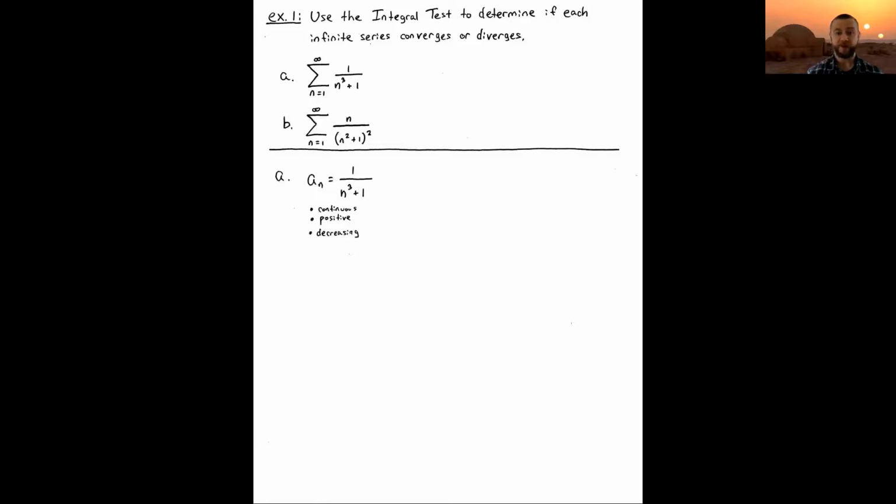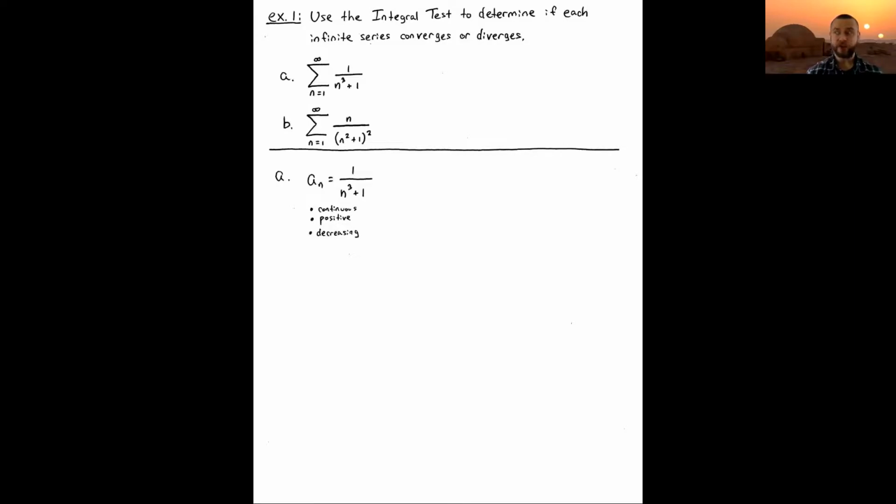The values here of 1 over n cubed plus 1 are always positive. Notice our indices, n, all the values are positive integers, 1, 2, 3, 4, and so on. And while you get fractions, all the fractions from this general term are positive. And the decreasing part is also, I think, simple to see.